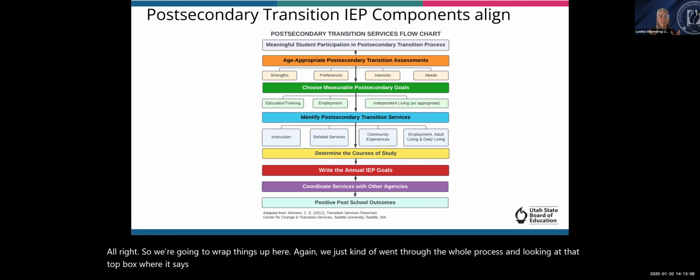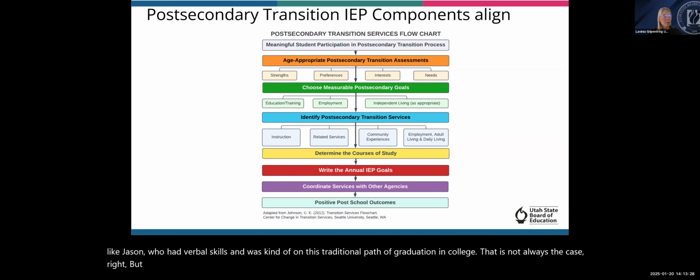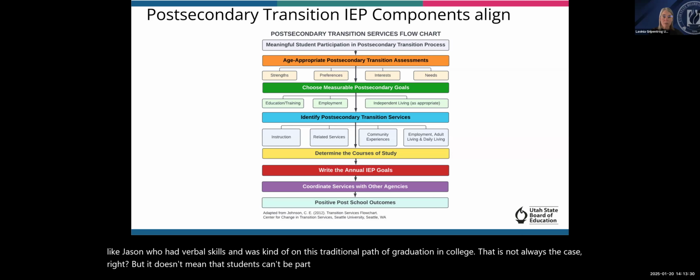It can look different. If you are working with students with complex needs, it's probably not going to be like Jason, who had verbal skills and was on a traditional path of graduation and college. That is not always the case, right? But it doesn't mean that students can't be part of this whole process. And the reason we do all these things really intentionally is that we want students to have better outcomes.